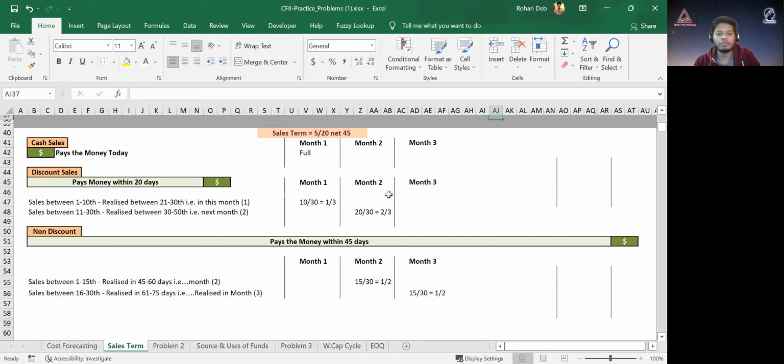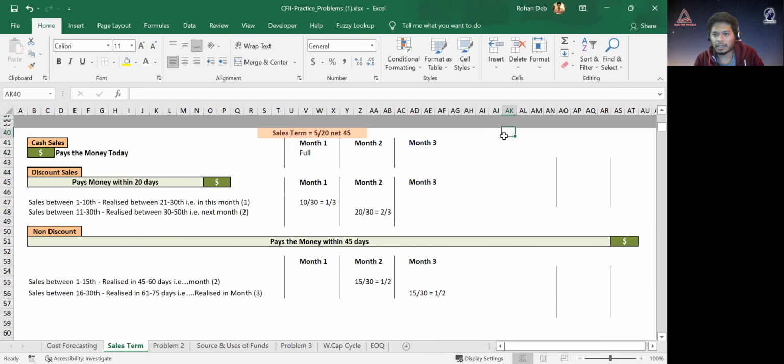Now for the non-discount period, sales between 1st and 15th, again it's 45 days. Whatever I sell today will be received in 45 days, and whatever I sell on the 15th day will be received in 60 days. So month 2 is 15 by 30: 15 days of sales in month 2, and the remaining 15 days of sales in month 3. So it's half and half, and here it's 1/3 and 2/3.